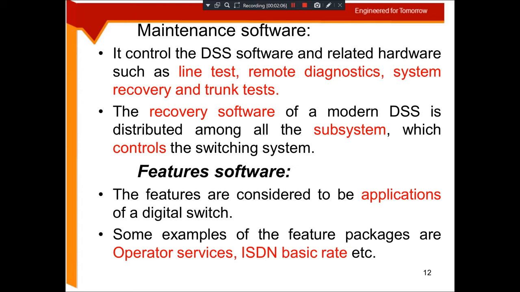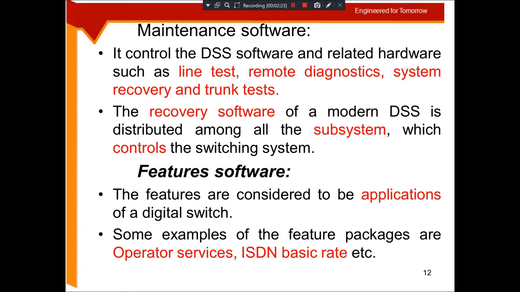Next, features software. The features are considered to be an application of digital switch. It is nothing but an application. Some examples of features packages are operator services, ISDN basic rates, etc.